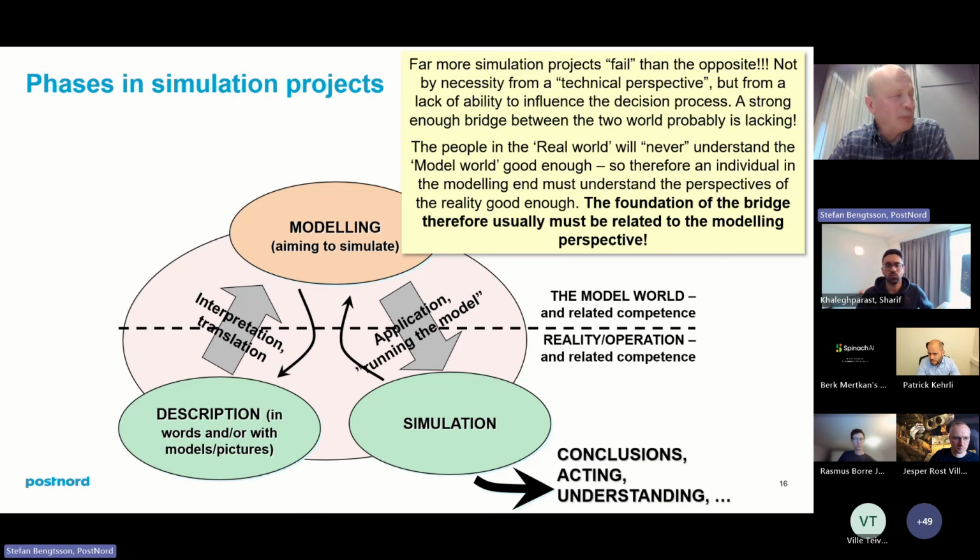I therefore claim that to be successful in a project, you need someone to bridge this gap, the gap between the real world and the model world. That person most likely must have his or her foundation in the modeling world, because as I said, you will never have people in the real world, or very seldom, that understand enough about modeling to start the bridge from that direction. If you lack this person, you will in very many cases fail with the project, because you will create models, but they will collect dust, because they will not influence the decisions in the other end.